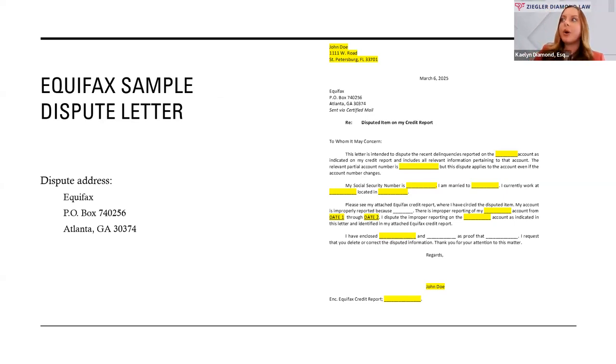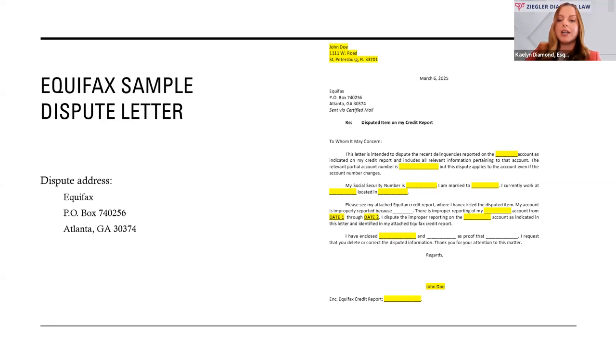So here, the only real difference is wherever it said TransUnion before, it now says Equifax. And it also has the dispute address for Equifax filled in. So that's going to be P.O. Box 740256, Atlanta, Georgia 30374. You would attach the same information to this dispute letter as the TransUnion letter, with the exception of the page or pages from your Equifax credit report that are showing the inaccurate accounts.